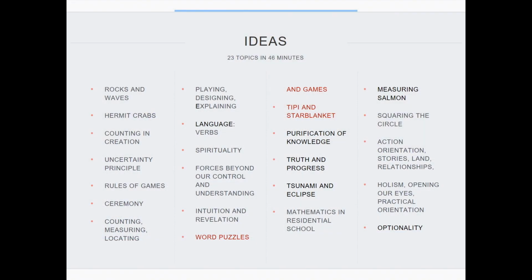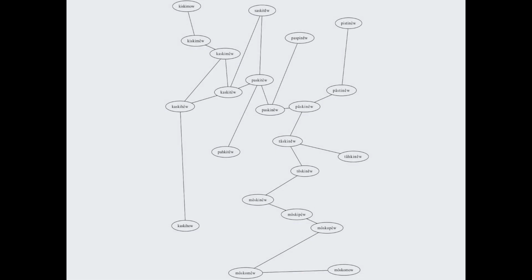I want to give you a few examples of applied mathematics, and these are part of my current research: word puzzles and games, and TP and the star blanket. Here is a figure, and it's not going to come out very well, but this is a figure I generated based on a dictionary of Plains Cree supplied to me by Eric Wolvengray. This is just one page out of hundreds of pages of similar diagrams. What these nodes are, these are words in Cree. You can't really see them very well, but they're words in Cree. And the edges are there if they differ in only one letter.